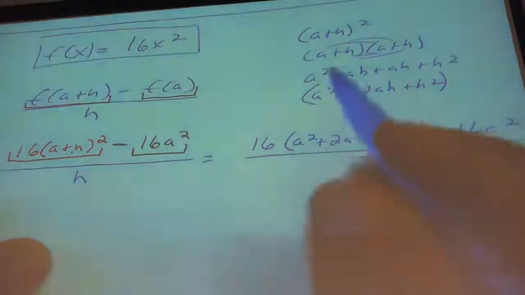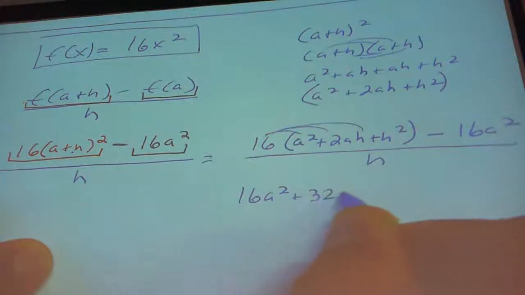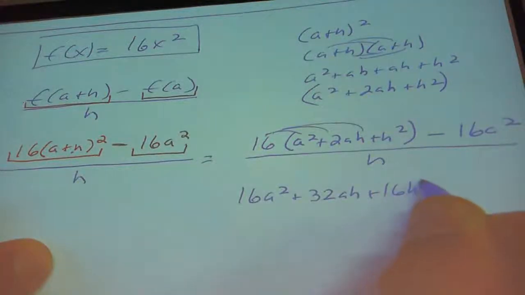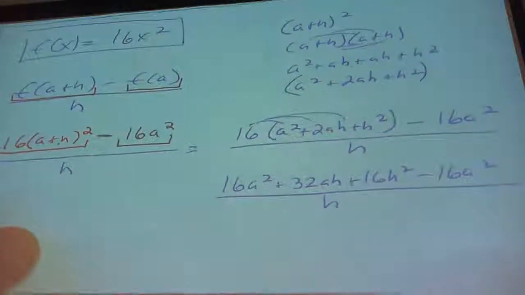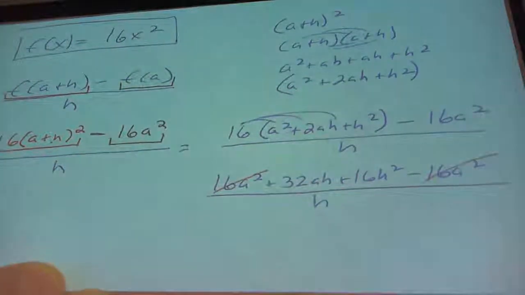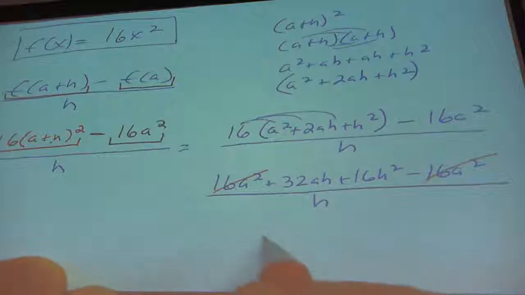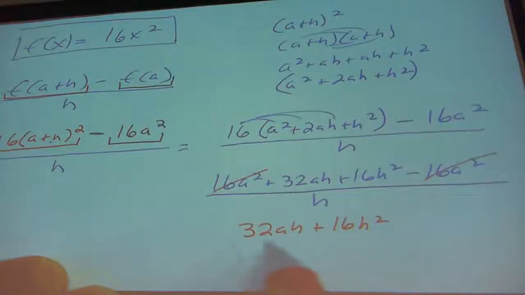If I continue to clean this up, spread out the 16: 16a squared plus 32ah plus 16h squared minus 16a squared, over h. And we've done touches of this. What ends up happening? 16a squared minus 16a squared goes away. We're left with 32ah plus 16h squared over h.